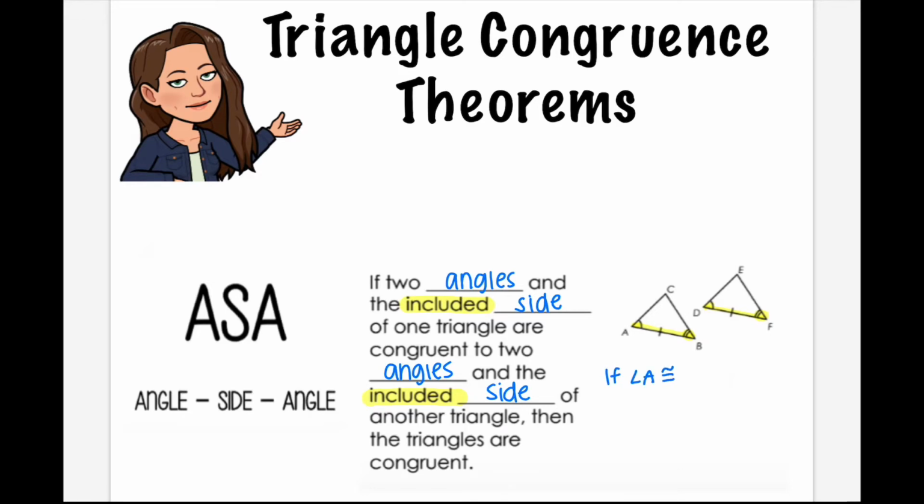Our congruence statement for this theorem would be: if angle A is congruent to angle D, angle B is congruent to angle F, and side AB is congruent to side DF, then triangle ABC is congruent to triangle DFE. Again, notice the order that those vertices are labeled.